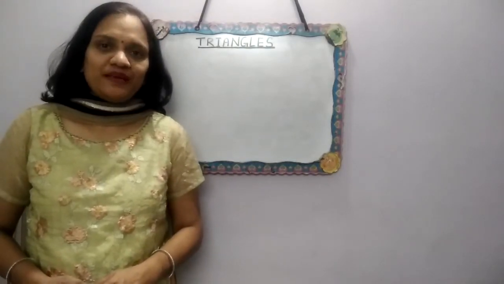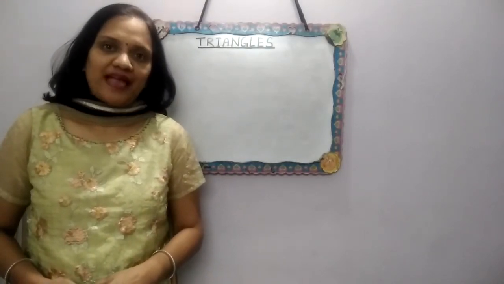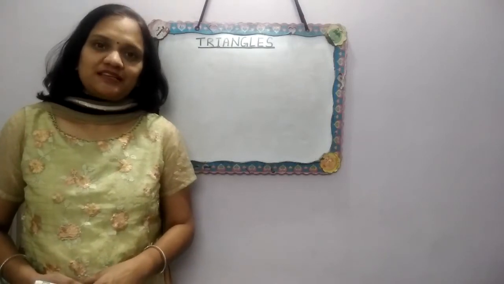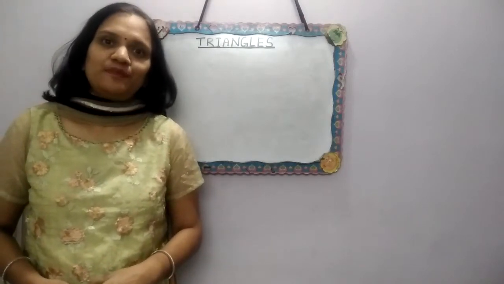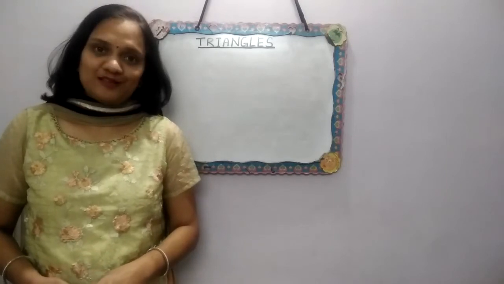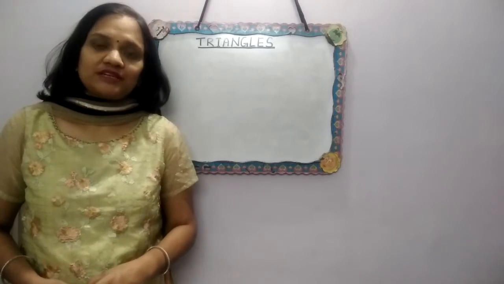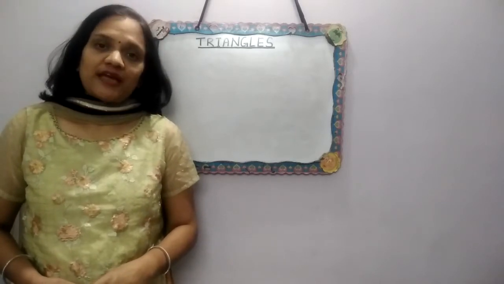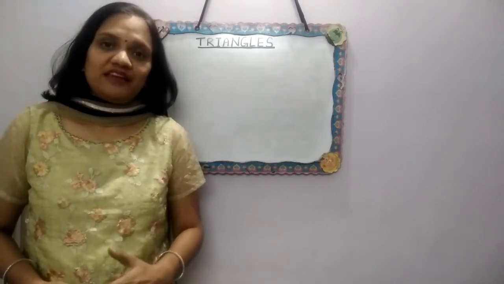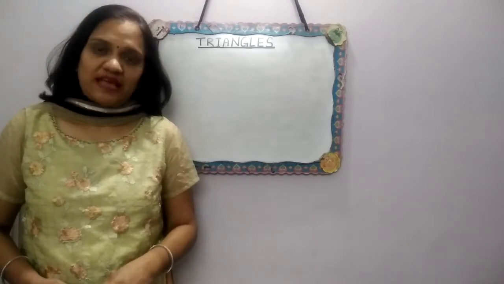Friends, our topic for today is triangles. Today we will be studying the relationship between the sides and angles of a triangle, and we will be studying the shortest line segment which can be drawn to a given line from a given point outside it.